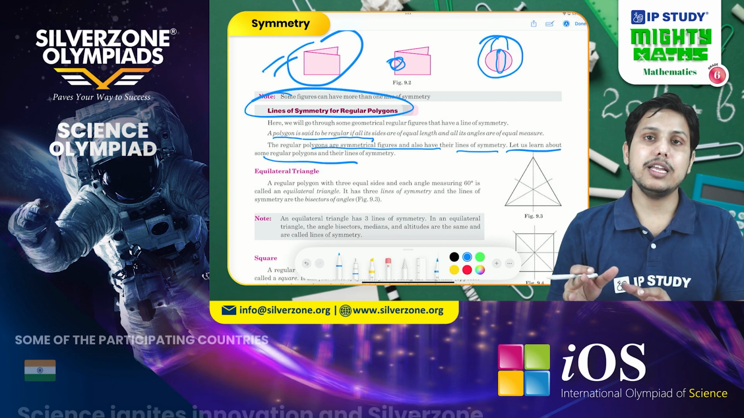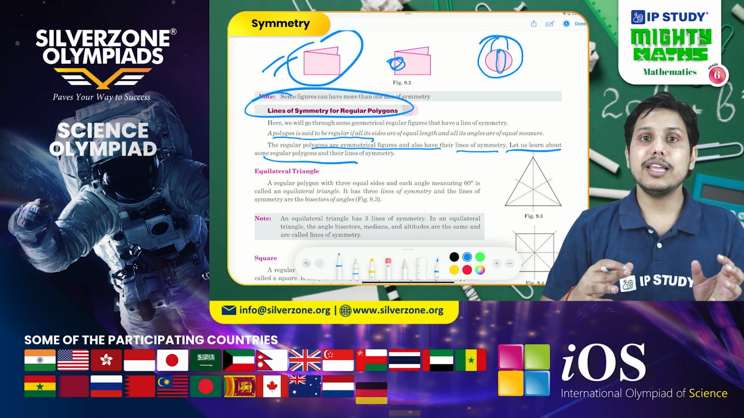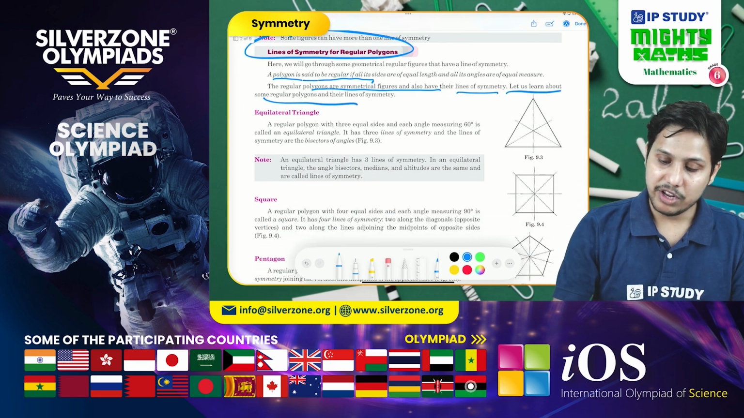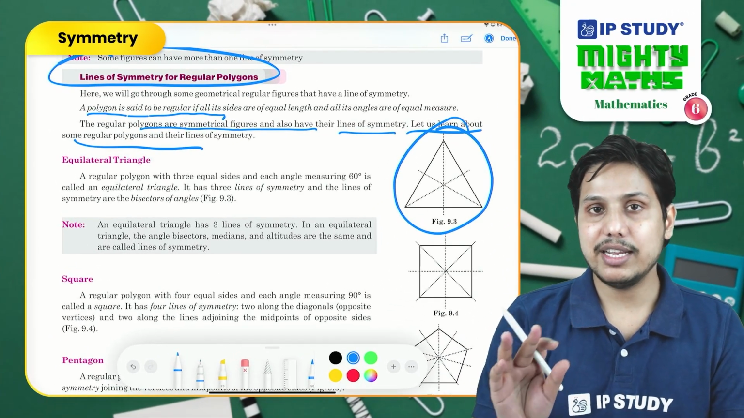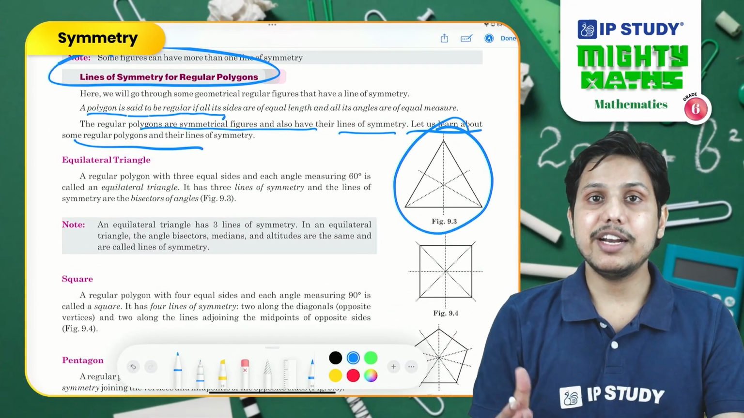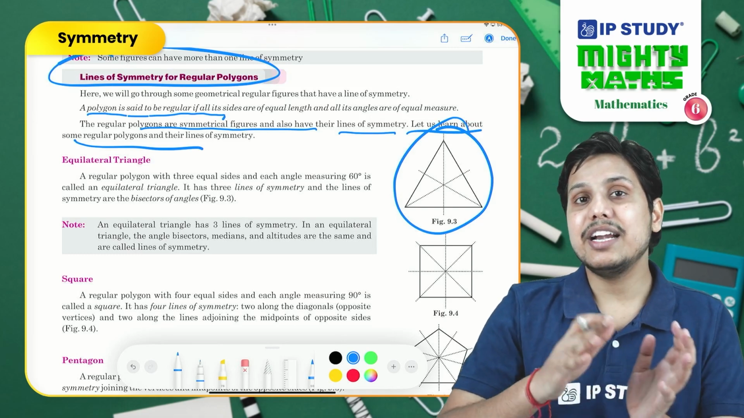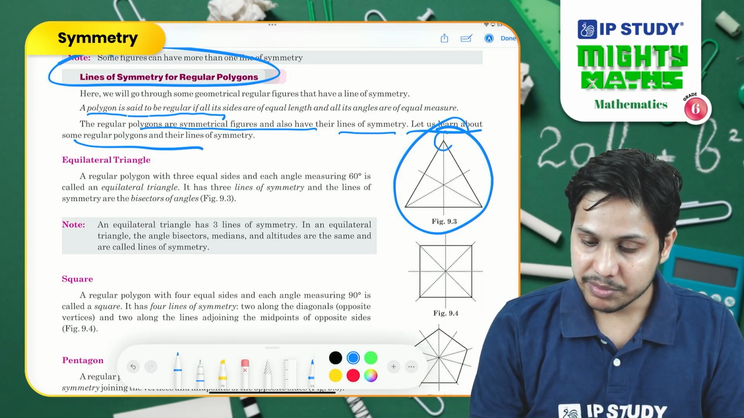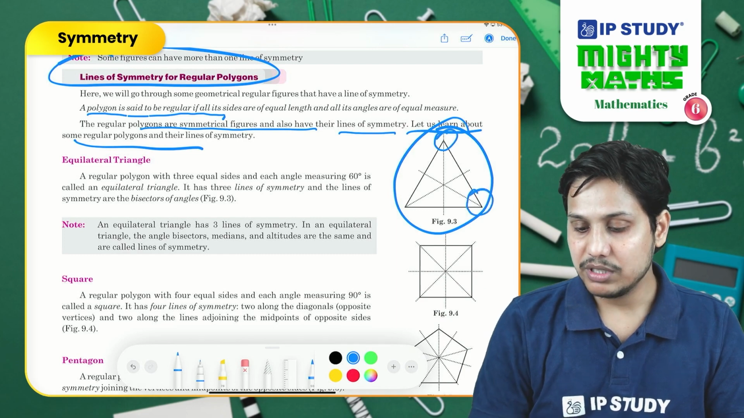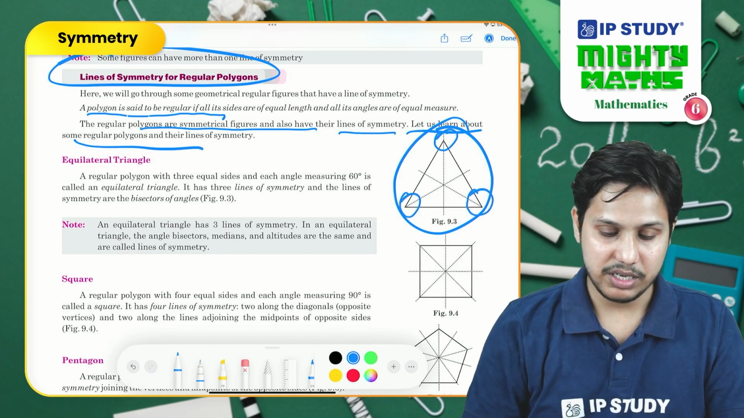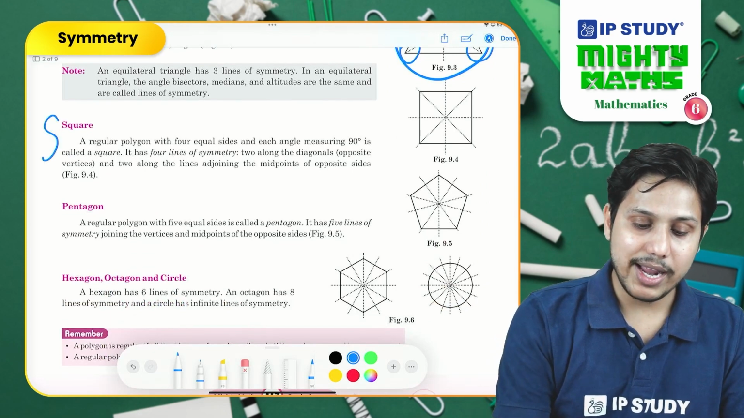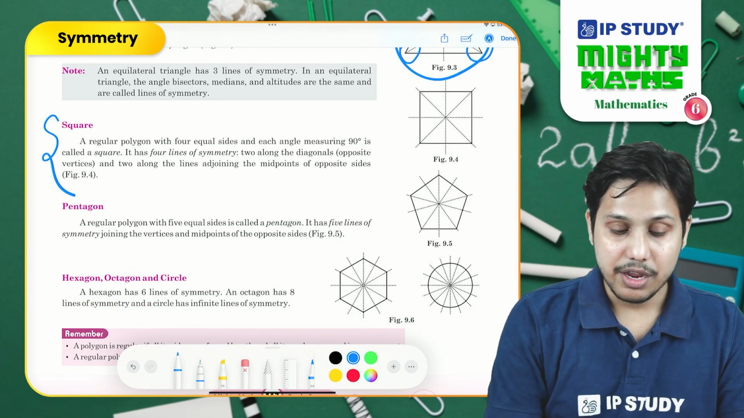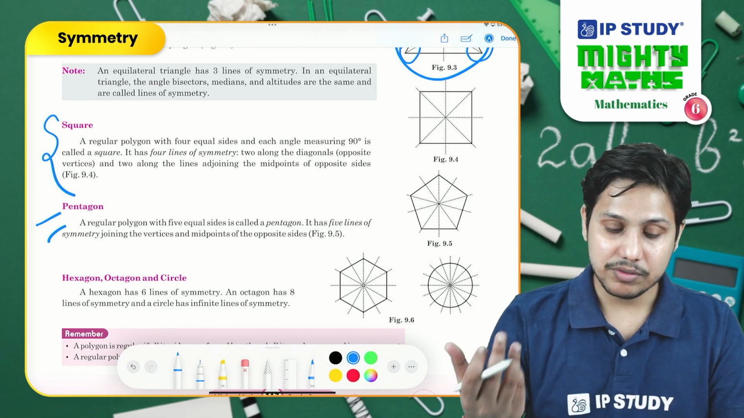Basically, in a regular polygon, the number of lines of symmetry is the same as the number of sides. For an equilateral triangle, the lines of symmetry are 3. That is, the figure can be divided into two equal halves in 3 different ways by 3 different lines of symmetry. One passes from the first vertex, the second from this vertex, and the third from this vertex. Similarly, a square has 4 equal sides, so there will be 4 lines of symmetry. A pentagon will have 5 lines of symmetry.